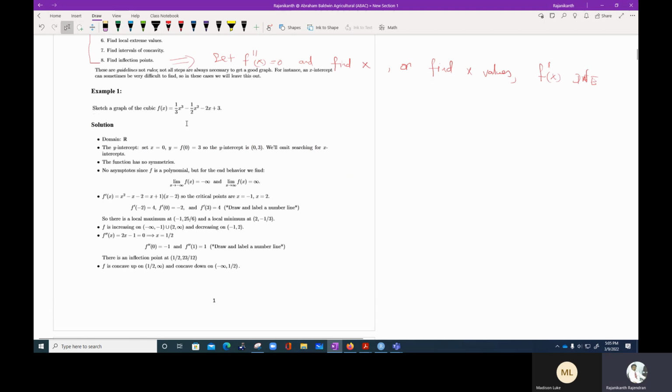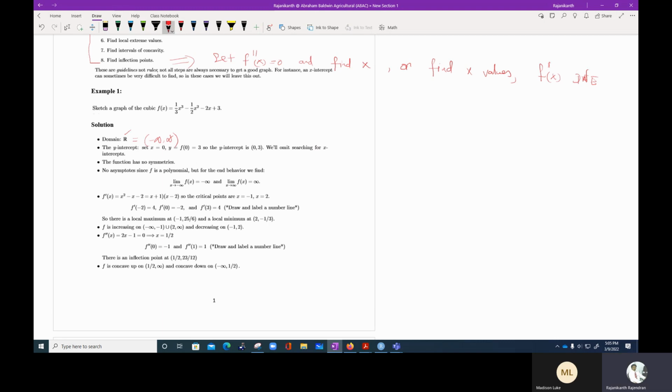Finding the domain, you already know how to find the domain. Remember, this is a polynomial function. A polynomial function is well behaved throughout the xy plane. So you will have a domain of all the real numbers. That's why you see here R, which means the domain is all the real numbers from negative infinity to infinity, right? That's the meaning.